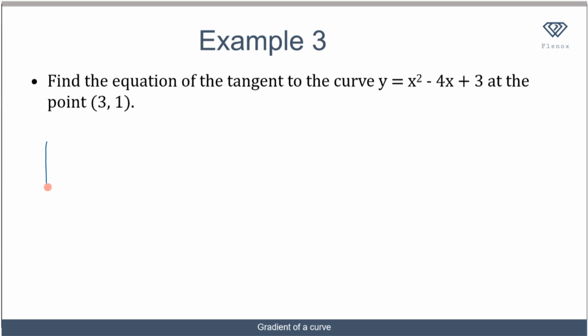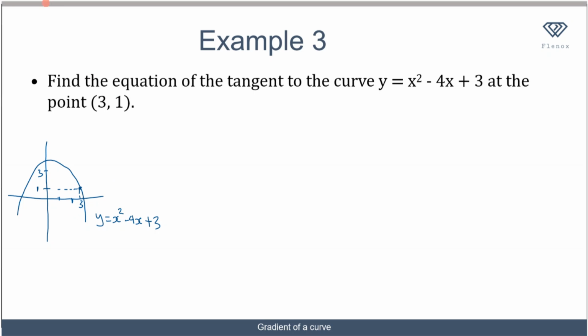So we have a curve. Let me assume this is the curve, and we are told that the equation of this curve is y is equal to x squared minus 4x plus 3. Now we are told to find the equation of the tangent to the curve at point 3, 1. So let me assume that at this point here x is 3, and at this point here y is 1. So when I trace that point out, I have this particular point here.